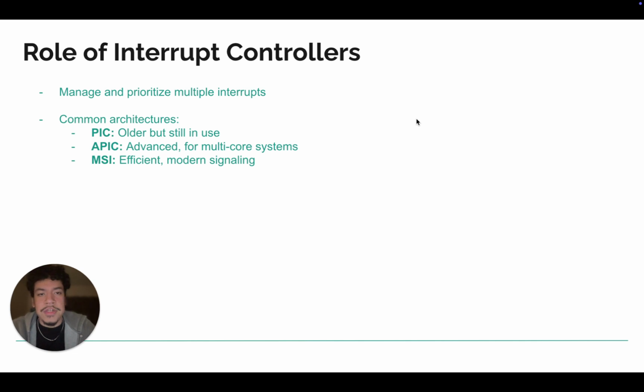There are different architectures for interrupt controllers. There's programmable interrupt controllers, or PICs. These are older, but they're still used in some systems. And there's also advanced programmable interrupt controllers, or APICs. They're more advanced and handle multiple processors. And there's also message signaled interrupts, or MSIs. These are used in newer systems for more efficient signaling.